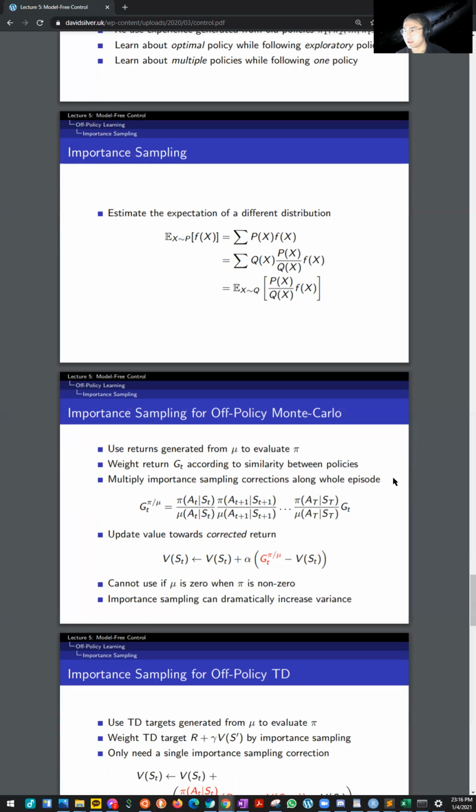Now if we apply this off-policy learning to the Monte Carlo method, which is just interacting with the environment until it hits the terminal point.